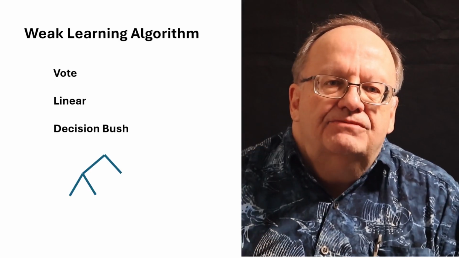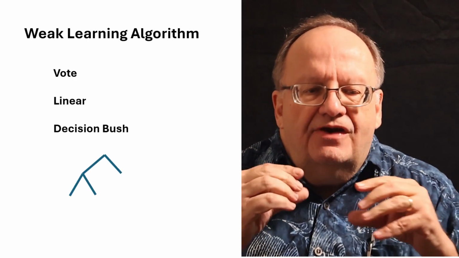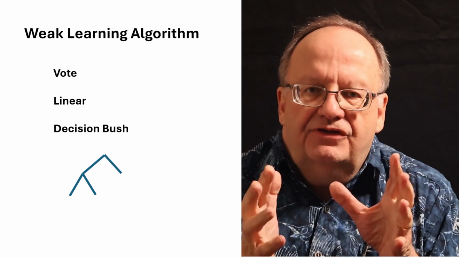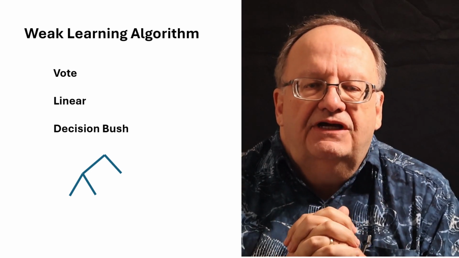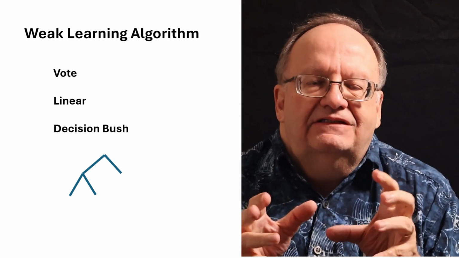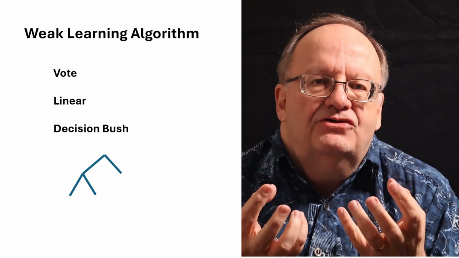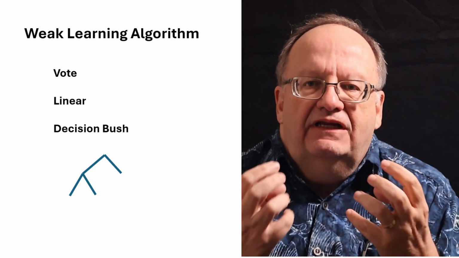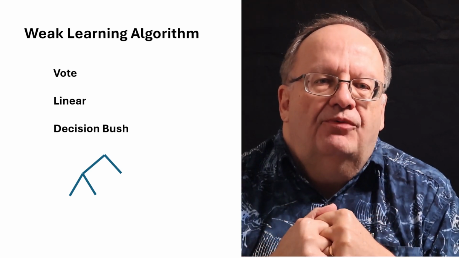Algorithm 3 is the decision bush. This is a constrained decision tree. A decision tree is a long-standing algorithm known in computer science and machine learning. By itself, it's too strong. It will learn basically anything, and we've got too few examples to really grasp what's important.